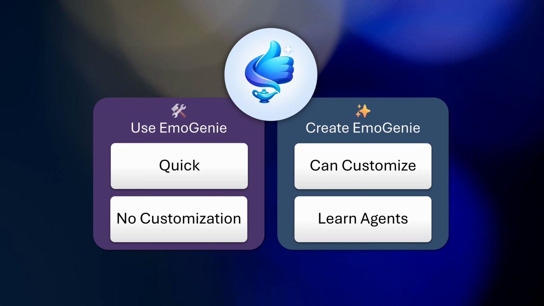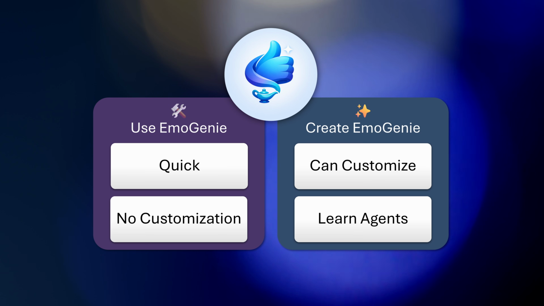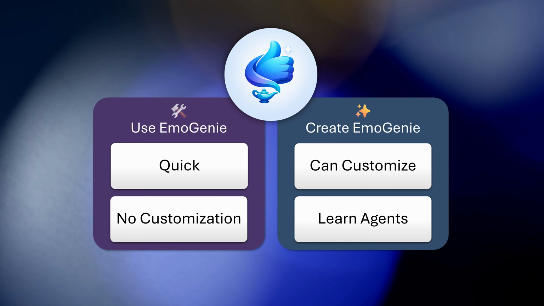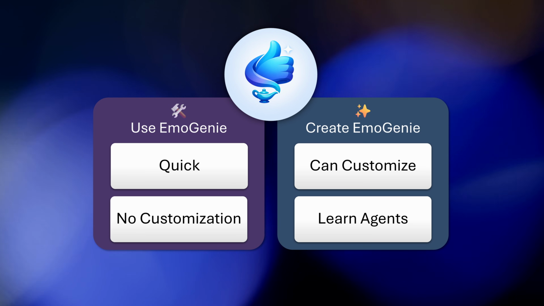So to recap, we learned 2 useful things. The first one is how to use EmoGenie, and second, how to create agents from scratch.